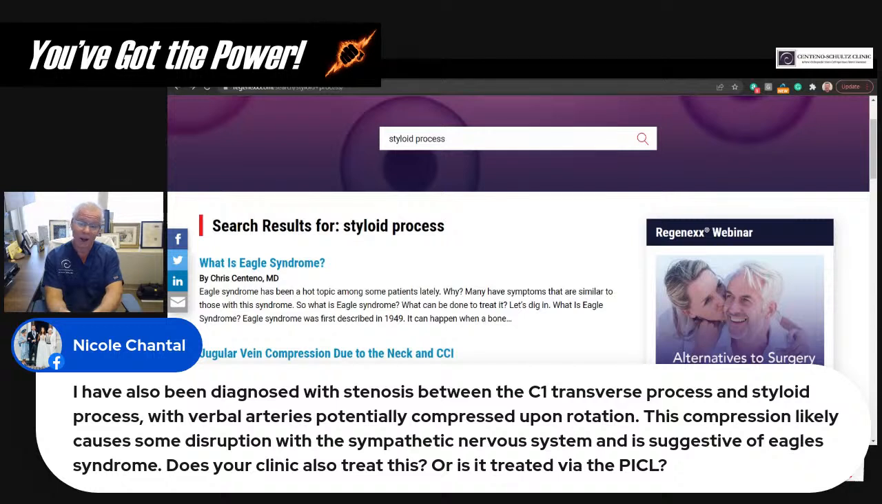But that stylohyoid ligament is a critical part of stabilizing the anterior neck. So if we take it out, we're going to destabilize the anterior neck. Now that might be needed, it's possible, but it would be the last thing we'd want to do in the list of things that could be done for that patient.